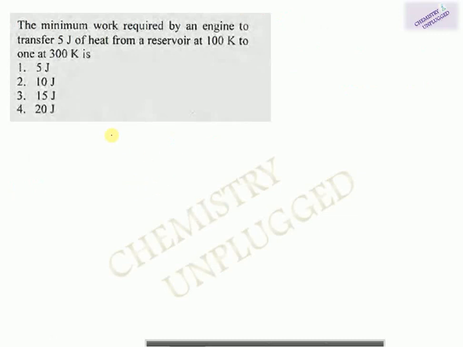Next we will move to our next question. The minimum work required by an engine to transfer heat 5 joule from a reservoir at 100 Kelvin to one at 300 Kelvin. So in this question, we are transferring heat from a reservoir of lower temperature to a reservoir at higher temperature. So this is opposite to the Carnot cycle, and it is the working of a refrigerator.